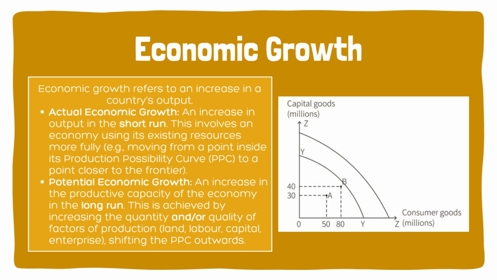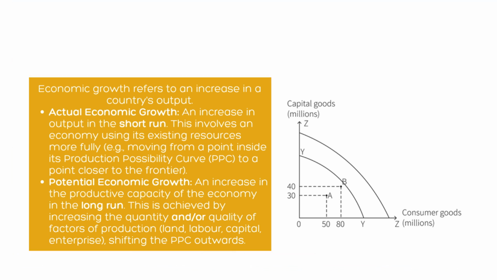Economic growth refers to an increase in the output of goods and services in an economy. In the short run, this is called actual economic growth, while in the long run, sustainable growth depends on an increase in productive capacity, known as potential economic growth. This can be achieved through improvements in the quantity and quality of factors of production, such as better education, more capital, and technological progress. Economists analyze growth using tools like production possibility curves and aggregate demand and aggregate supply diagrams.